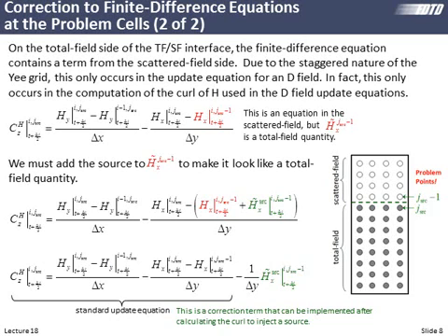We have another curl calculation that happens on the total field side. This is the z component of the curl of H. And we see we have one H field term that has to come from the scattered field side. But this scattered field quantity is sitting amongst a bunch of total field quantities. We have to add the source to it. So what is inside the parentheses now looks like a total field term.